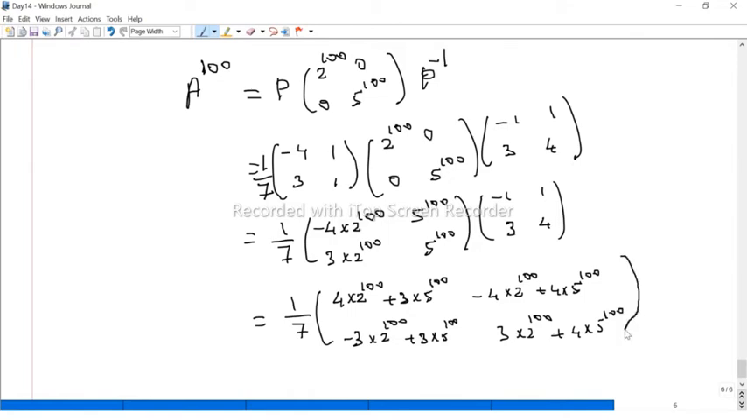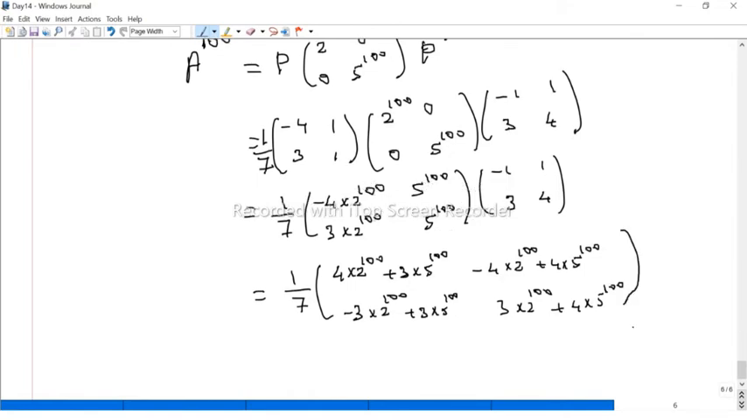Anyway, you can stop here, otherwise if you want you can simplify it more, depending upon the answer. Suppose in the options they give a particular value, then you can simplify more. Otherwise you can stop here. No need to simplify further. So this is the value of A to the power 100.